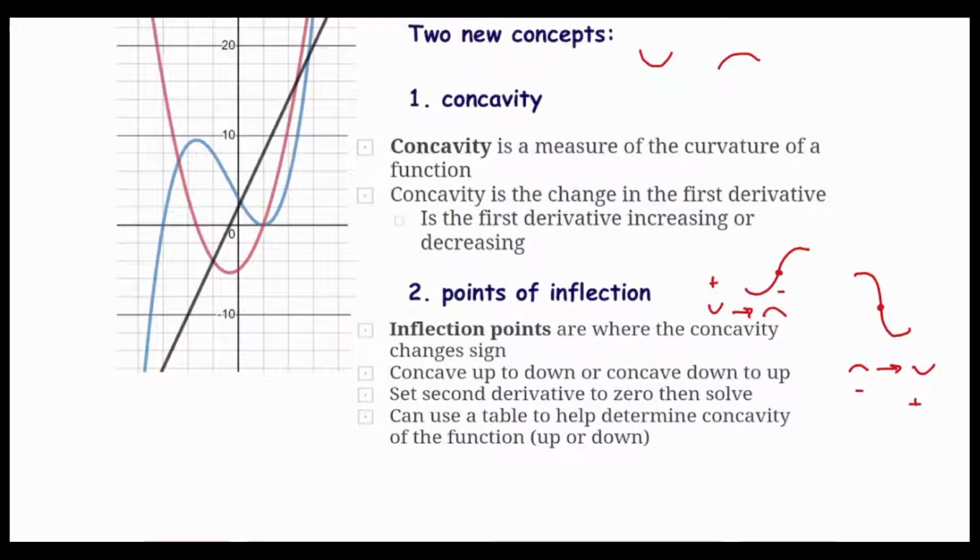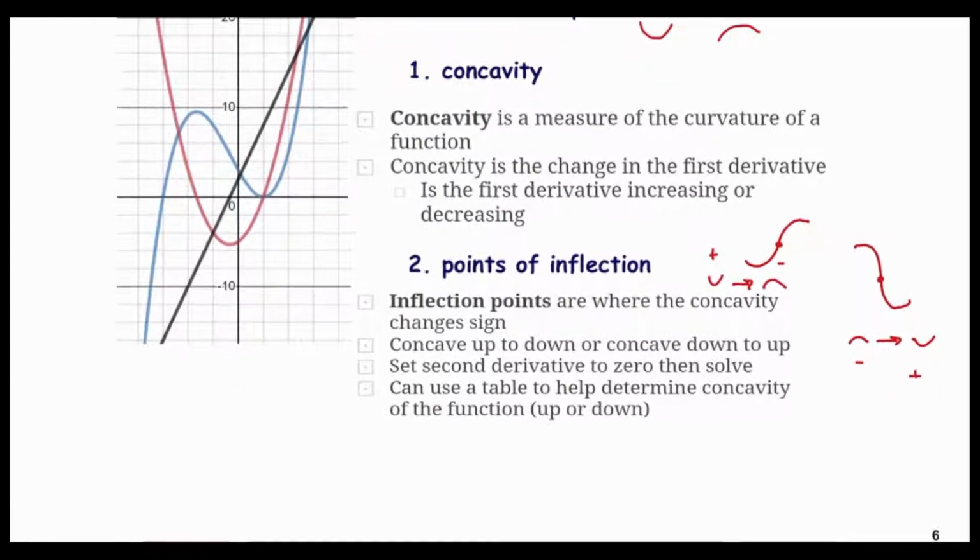So we set the second derivative to 0 and then solve, and we can use a table to help determine concavity of the function, up or down. Let's dive in and see what that looks like, first with a visual example.